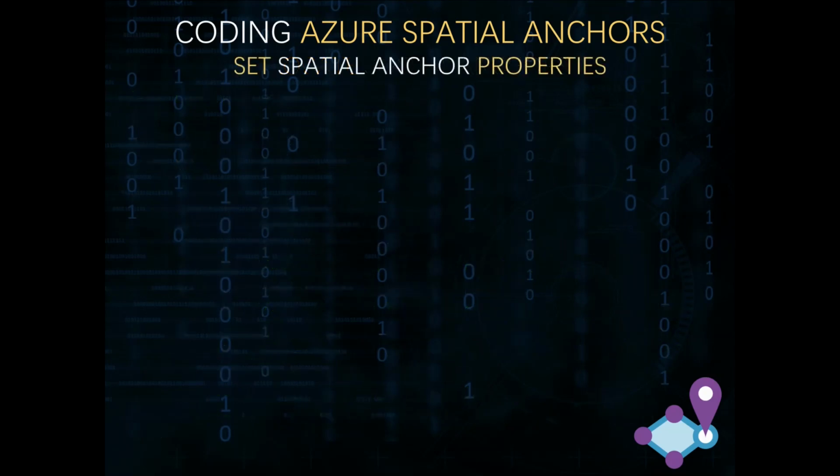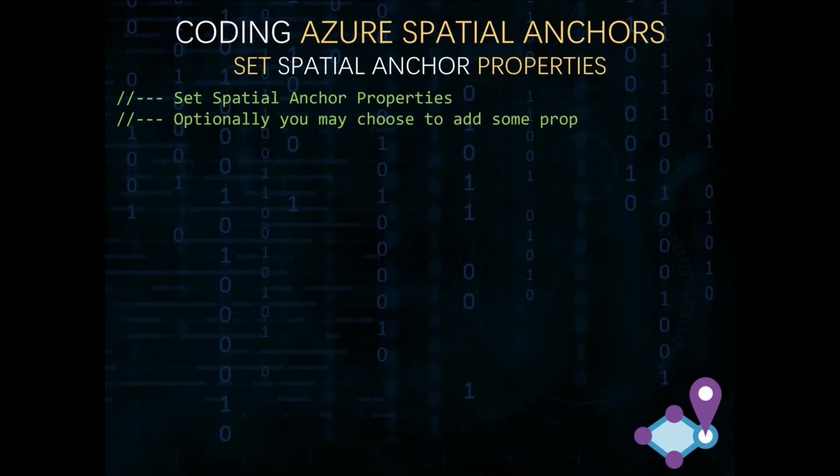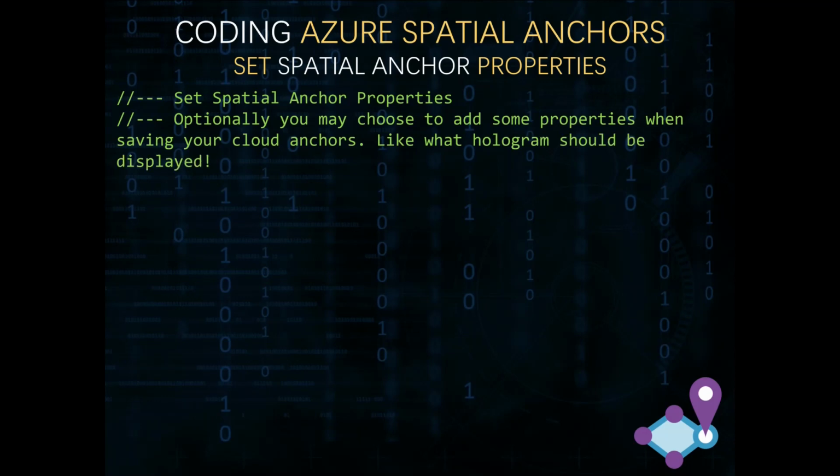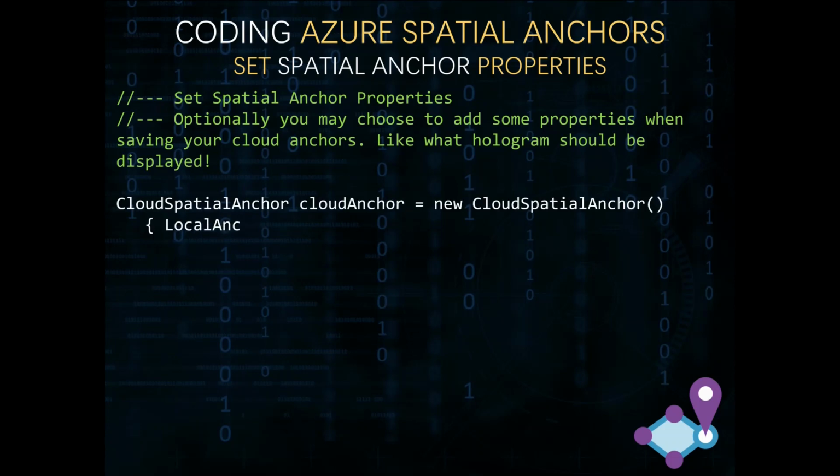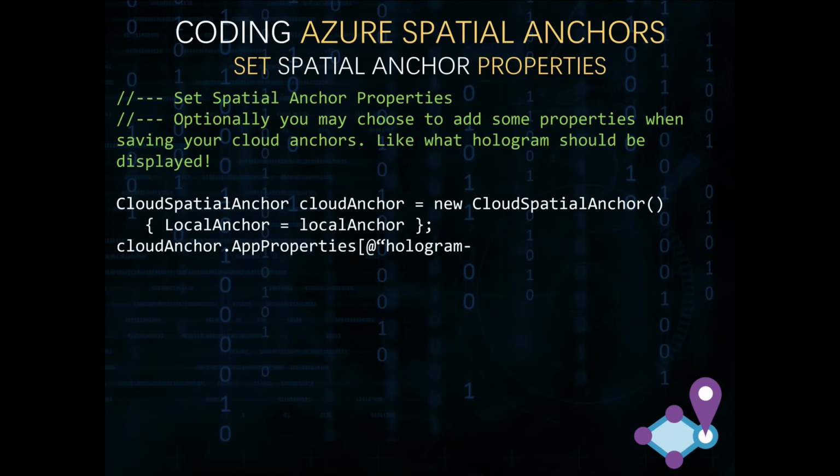So now we can add additional properties on every anchor. What does this mean? Why would we want to do it? So we can set spatial anchor properties. Optionally, you may choose to add some properties when saving your cloud anchors, like what a hologram should be and when it should be displayed. So in this case, we basically create another cloud spatial anchors object. We grab the local anchor that we basically found in this case.